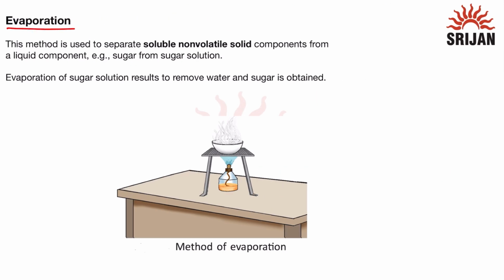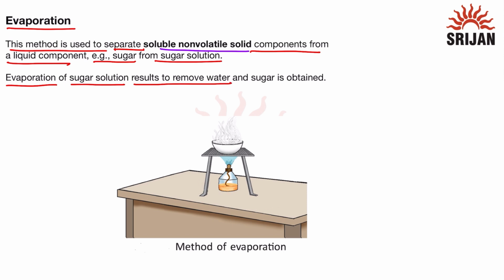Next method is evaporation. This method is used to separate the soluble non-volatile solid components from the liquid component. The example in which we use this method is sugar from the sugar solution. Now evaporation of sugar solution results in removing water and sugar is obtained. Now using this method we can separate the soluble non-volatile solid from the liquid component.